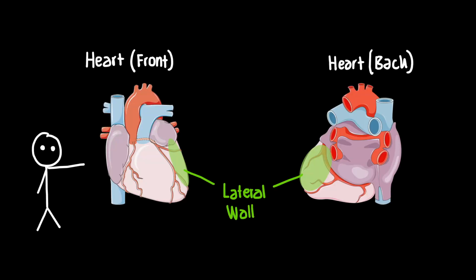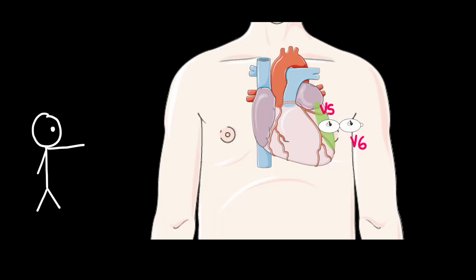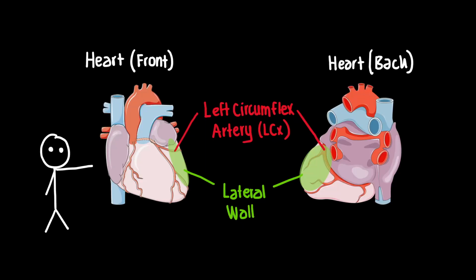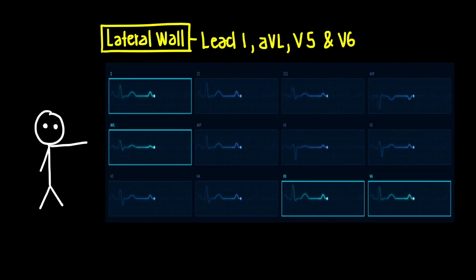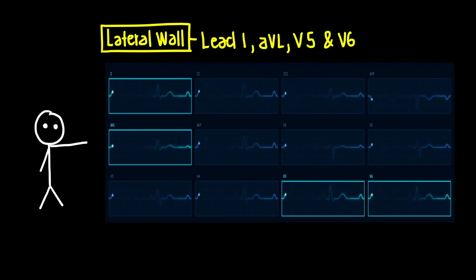The second wall we'll be talking about is the lateral wall. The lateral wall is the left side of the heart, facing outward toward the left. The leads watching it are lead 1, AVL, V5, and V6. This wall is supplied by the left circumflex artery, the LCX. So we have 4 leads, all looking to the left, all watching the same wall from slightly different angles.